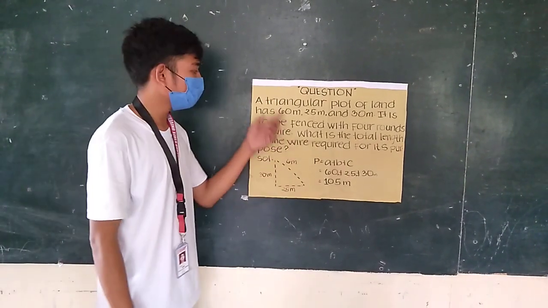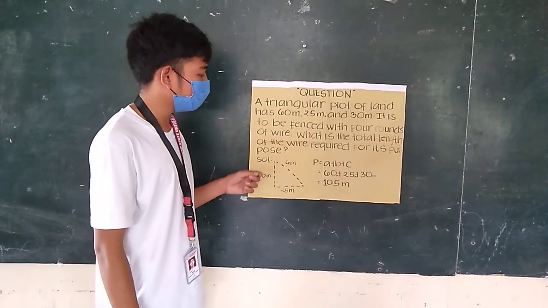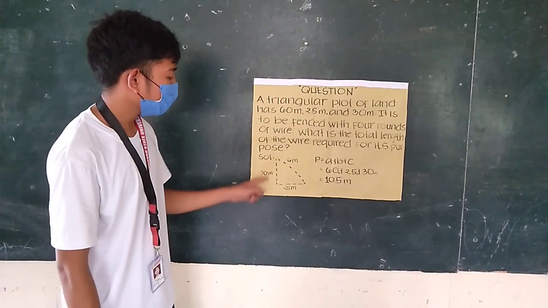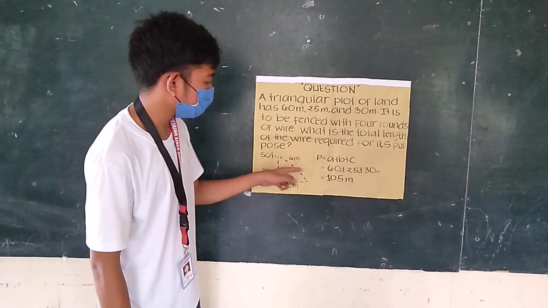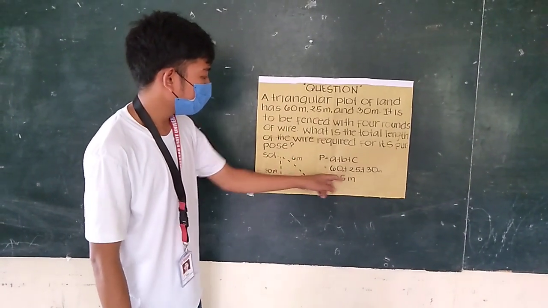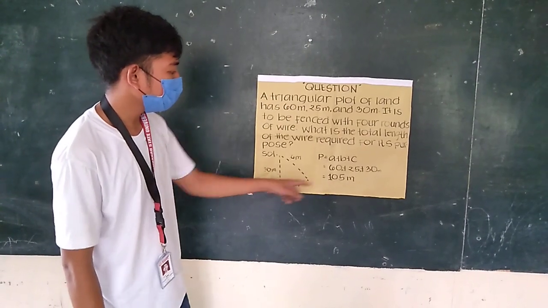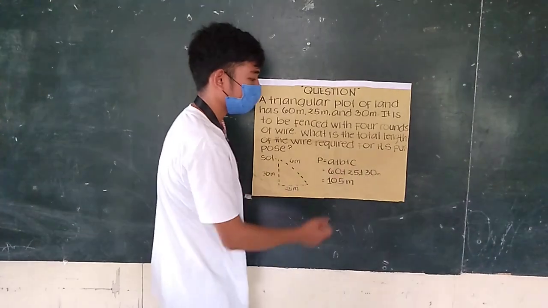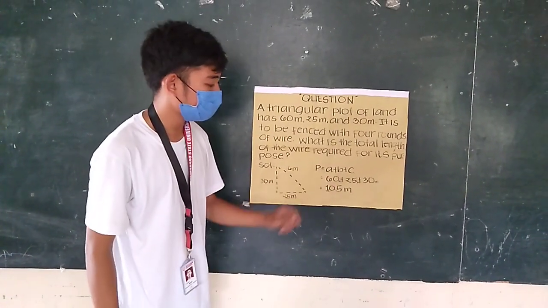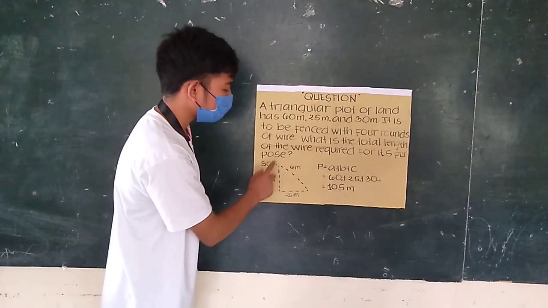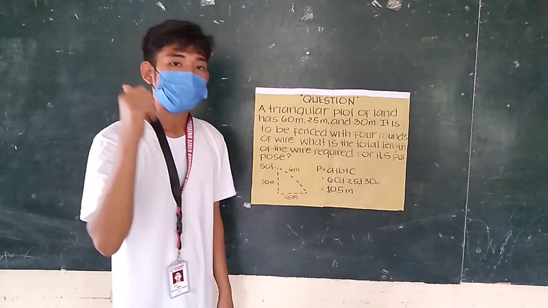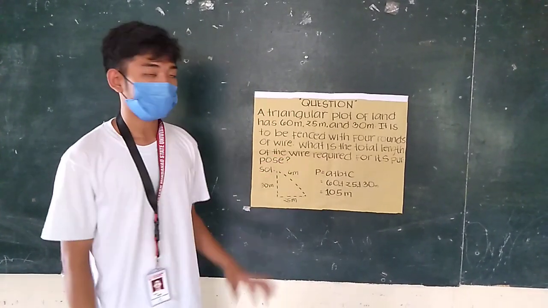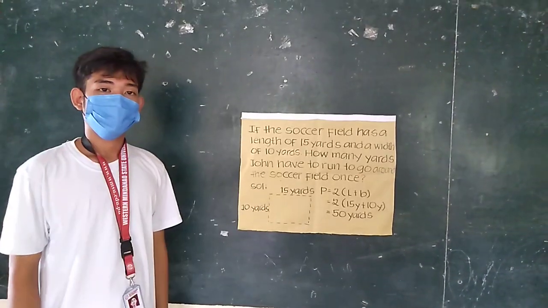We all know that the formula for finding the perimeter of a triangle is P equals A plus B plus C. Now let us substitute everything. A is 60 meters, plus B, which is 25 meters, plus side C, which is 30 meters. 60 plus 25 plus 30 meters, we have 105 meters. That is the total length of the sides of the triangular plot of land that is to be fenced with 4 rounds of wire.